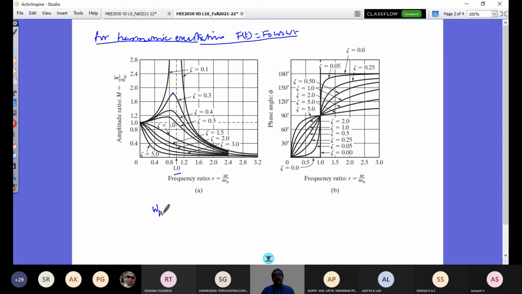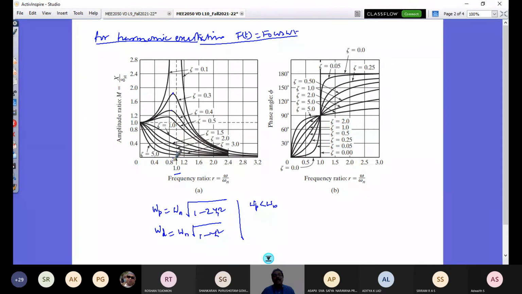So peak frequency omega p is given by omega n into square root of 1 minus 2 zeta square. We have derived this expression. We should not get confused with omega d, the damped natural frequency, which is given by omega n times the square root of 1 minus zeta square. So there is a factor of 2 here, remember. Because of that, omega p is not equal to omega n, and it is smaller than omega n.